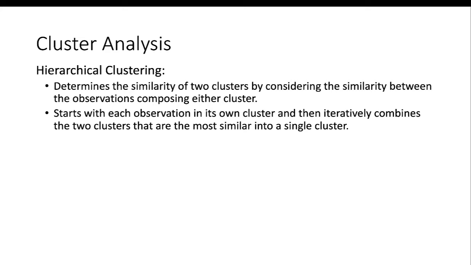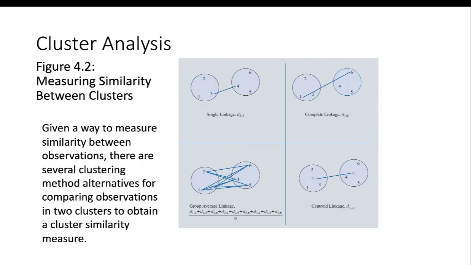So there are several methods for measuring similarity between clusters. We've learned several ways of measuring similarities between observations, including Euclidean distance, matching coefficients, or Jaccard's coefficients. With one of these methods of measuring similarities between observations, there are also several hierarchical clustering methods for comparing observations in 2 clusters so that we can obtain a cluster similarity.